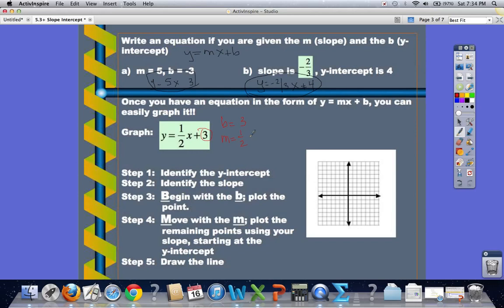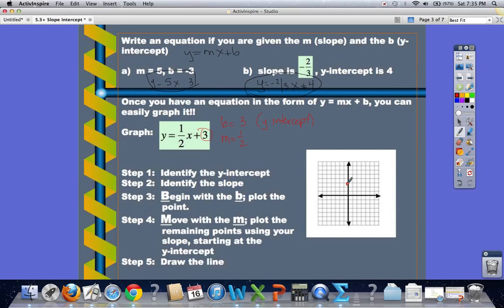All right, so once you find those two parts, you will always begin with the b. B, B. Begin with the b. So you're going to go to the b, which is the same thing as your y-intercept. And you're going to put a point where y is 3. All right, so we're talking about the axis. Y-axis is up and down. We're going to go to the third part. Put a dot. All right, from this dot, you're going to move with the m. M and m, move with the m.